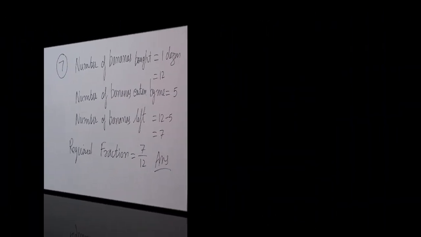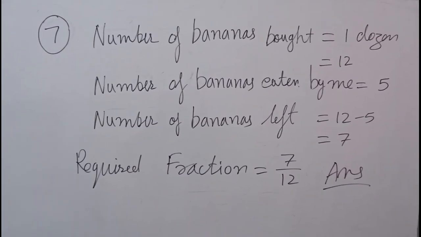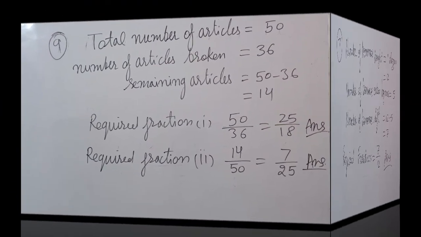Taking question number 7: I bought 1 dozen bananas and ate 5 of them. What fraction of the total number of bananas was left? So first, the number of bananas bought is 1 dozen, equal to 12. The number of bananas eaten by me is 5. The number of bananas left is 12 minus 5, equal to 7. So the required fraction is 7 upon 12. So in that manner you will do question number 7.